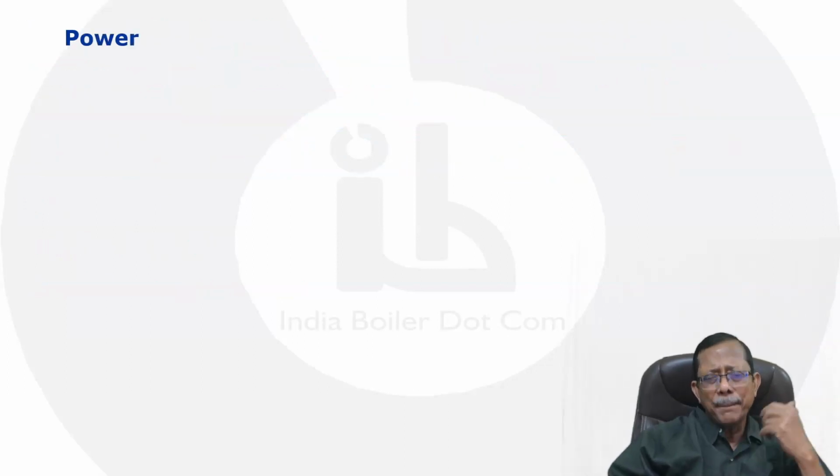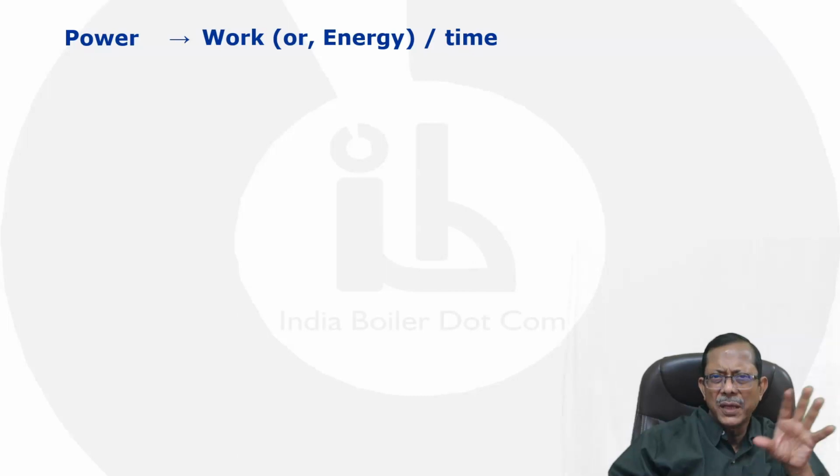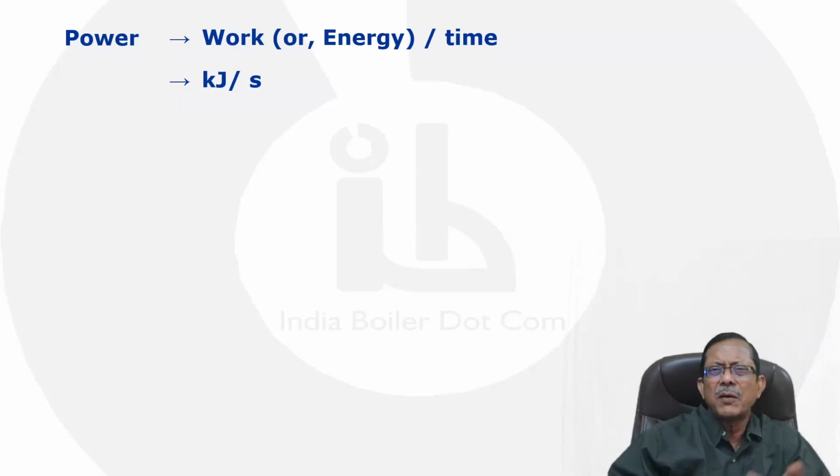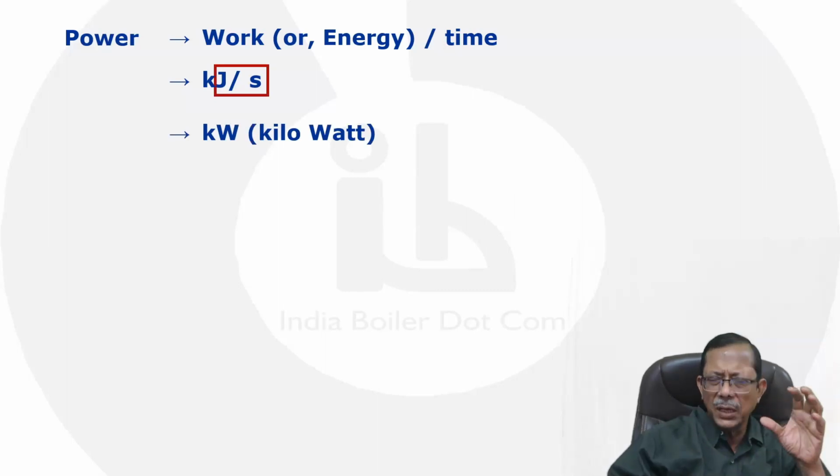Okay, now power. Now what is power? Power is either work by time or energy by time, rate of energy or rate of work done. Now work we know is kilonewton meter, right? So work is kilojoule, and the unit of power becomes kilojoule per second. Time will be always second. Now again, kilojoule per second is called the kilowatt. Joule per second is watt. So kilojoule per second is kilowatt.